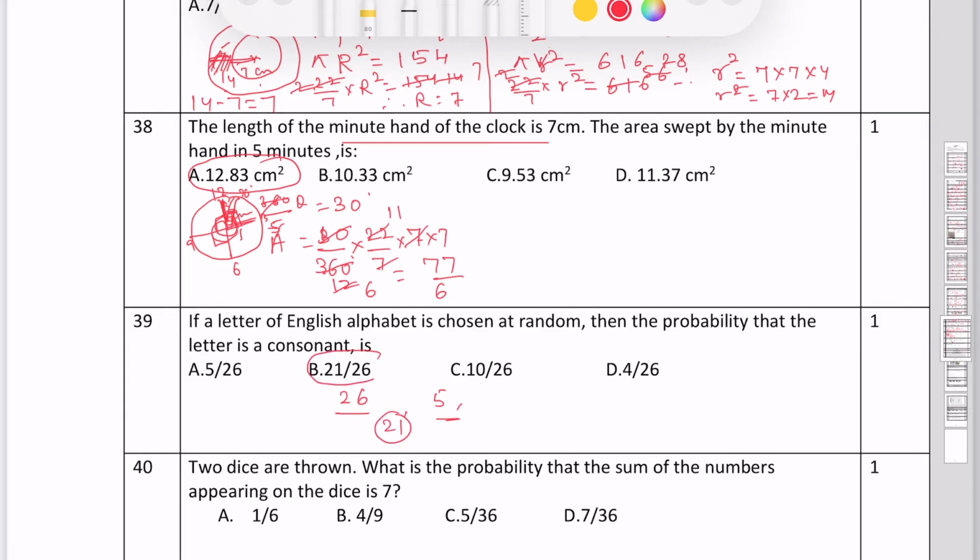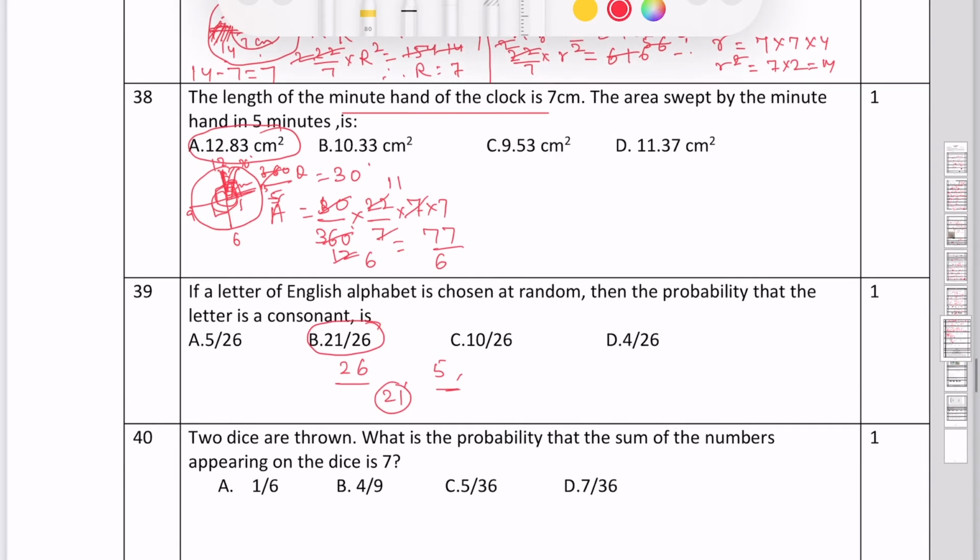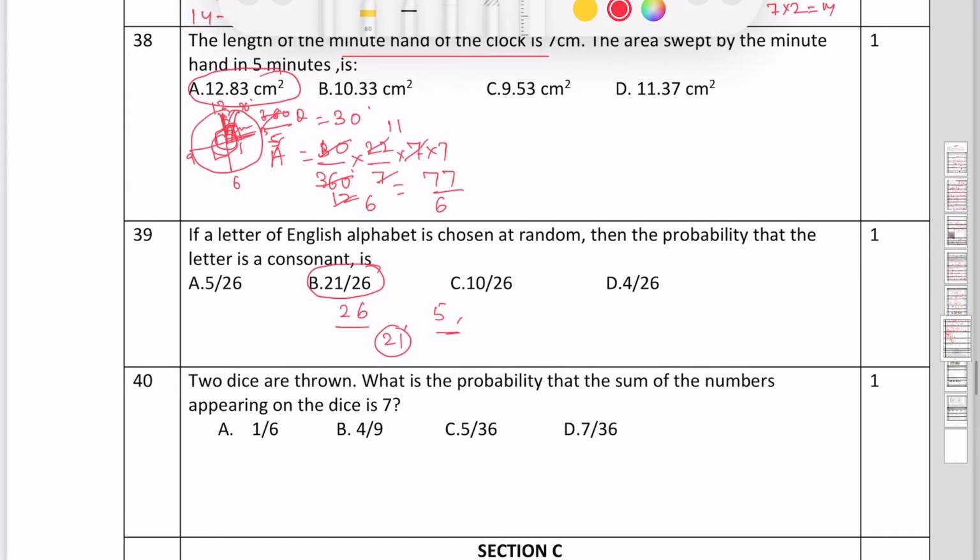If you go, so it is 21 by 26. Next is, 2 dice are thrown. That means total outcomes will be 6 into 6, 36. Sum of numbers coming on the dice is 7. That means it is 3, 4, 4, 3. If we think about the outcomes: 6, 1, 1, 6, 5, 2, 2, 5.